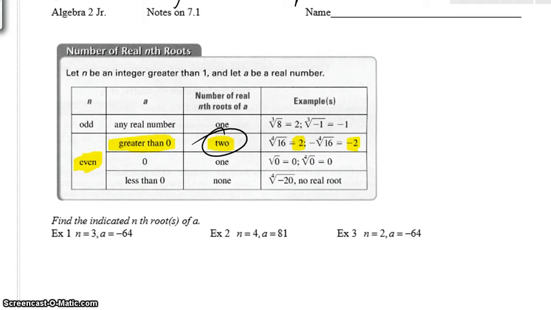For lesson 7.1, beginning a brand new chapter, we're going to work a lot with radicals. This little table right here is going to really explain what could be happening. You're going to have odd roots. You might have third roots or fifth roots.